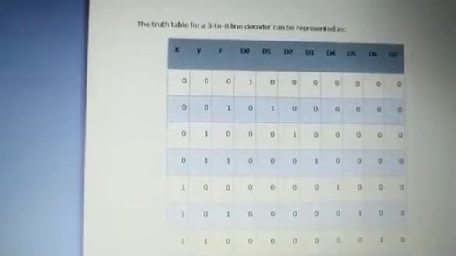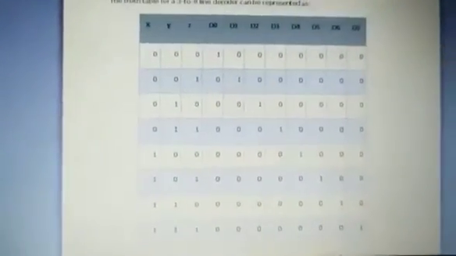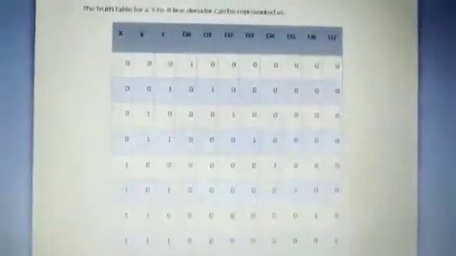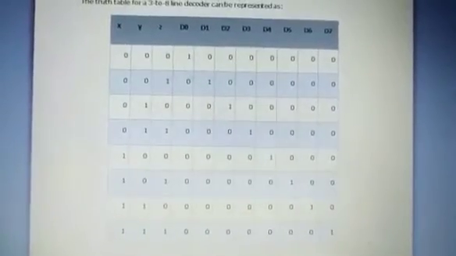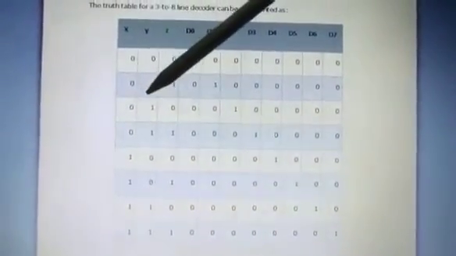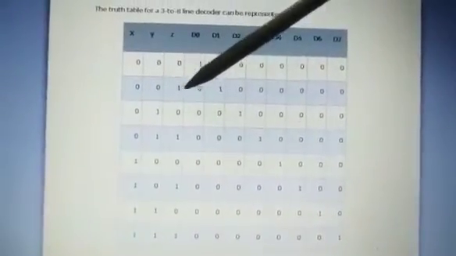So now look at the truth table. Here 3 inputs are there, A, B, C, and 8 outputs are there, D0 to D7. From this truth table, we will understand when we will select the D0 value. When we select D0, X, Y and Z, all of the 3, will have 0 value, that is bar value. And D1 will be selected when X and Y both have 0 value and Z has 1 value.